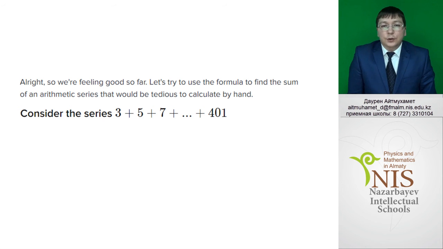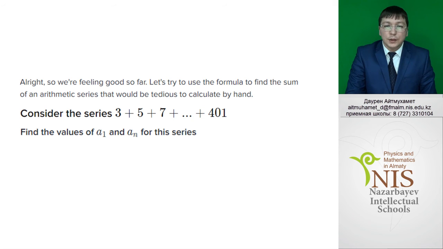Alright, so we are feeling good so far. Let's try to use the formula to find the sum of an arithmetic series that would be tedious to calculate by hand. Consider the series here. 3 plus 5 plus 7 plus so on up to 401. Can you calculate it? Okay, we know the formula. First we need to find the first and the last term of the series. What are they? Write them down. Yeah, they are 3 and 401.